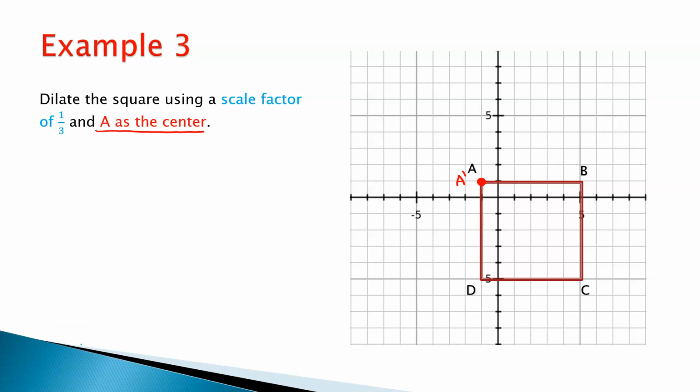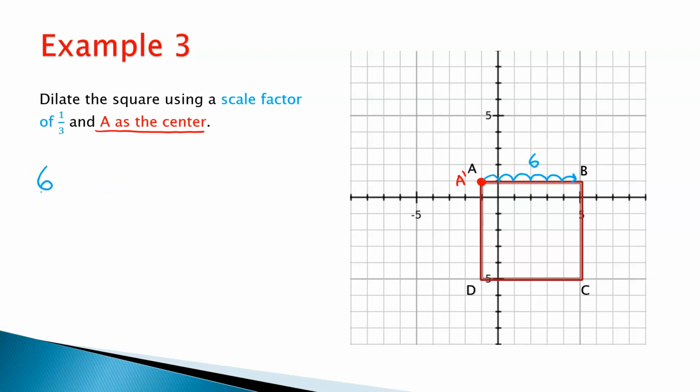But because my scale factor is 1/3, it's going to be shrinking everything. B, C, and D, think of those as shrinking towards A. They're all getting pulled towards A. So this time we actually don't get a chance to work with the coordinates. We have to work with the lengths, the actual lengths. So from A to B, this used to be 1, 2, 3, 4, 5, 6 units.